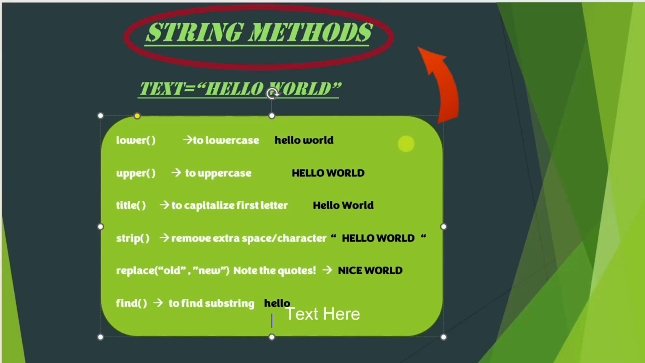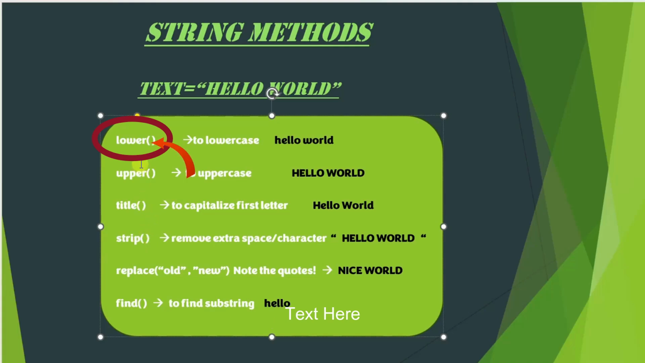Let's talk about string methods. String methods are built-in functions in Python that allow us to perform various operations on strings, such as formatting, searching, modifying, and analyzing text data. These methods make it easier to work with strings efficiently. Let's talk about different methods that are commonly used, like the lower function, upper function, title function, strip function, replace, and find function. At first, we will talk about the lower function.